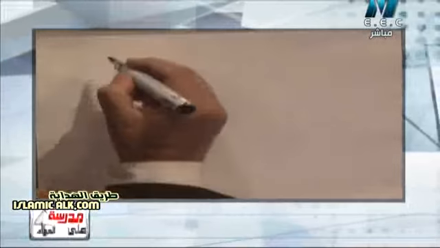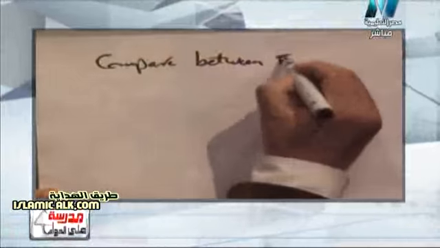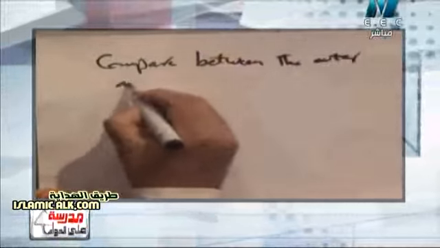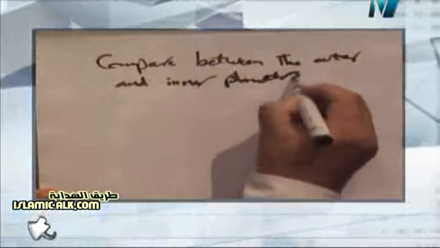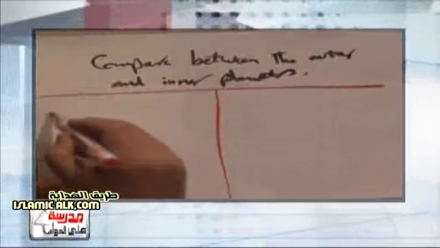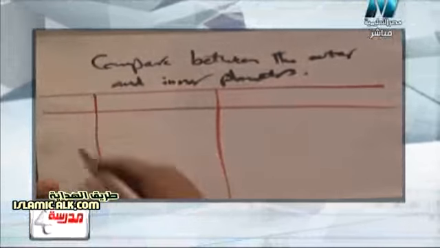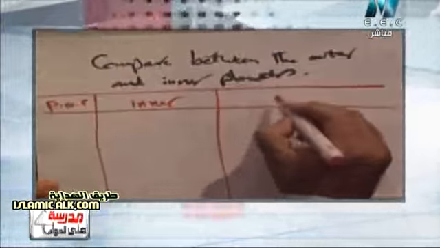So another question about this more interesting lesson. The question says that compare between the outer and the inner planets. And as usual, we make a comparison in a table. As I advised you more than once before, we must make the comparison in a table. A table like this. And here I can write a point of comparison, or POC. Here I can write inner planet and outer planet.